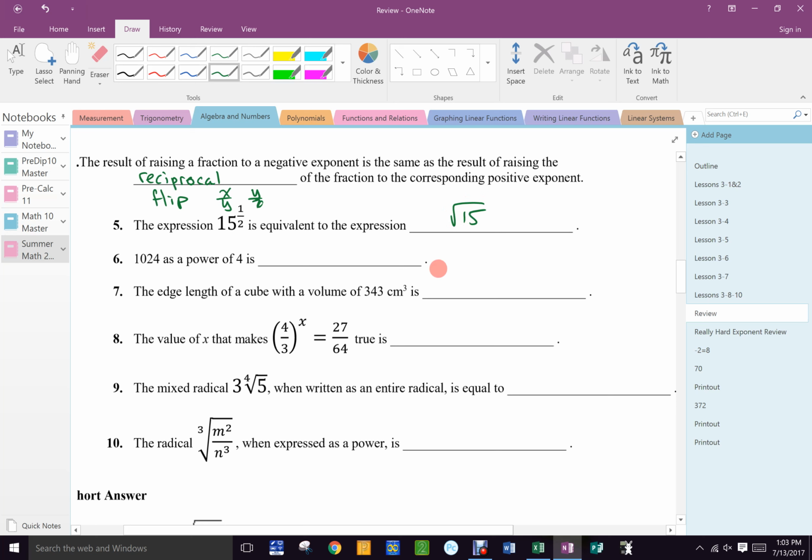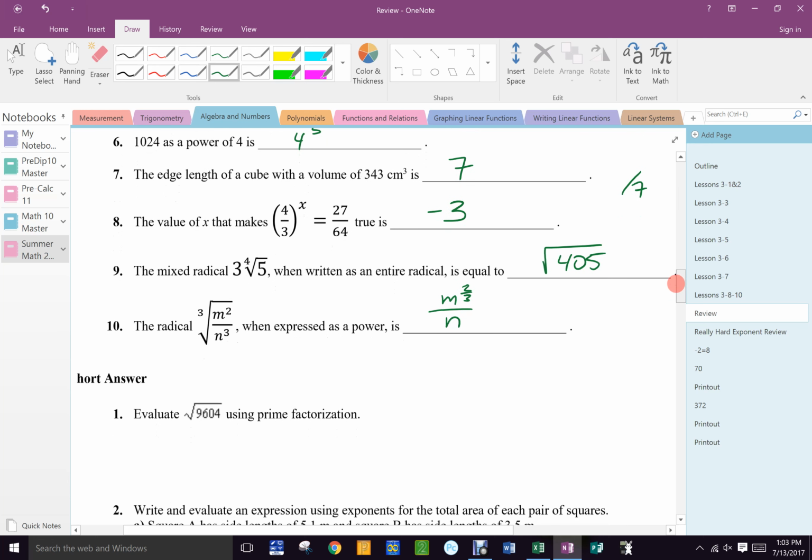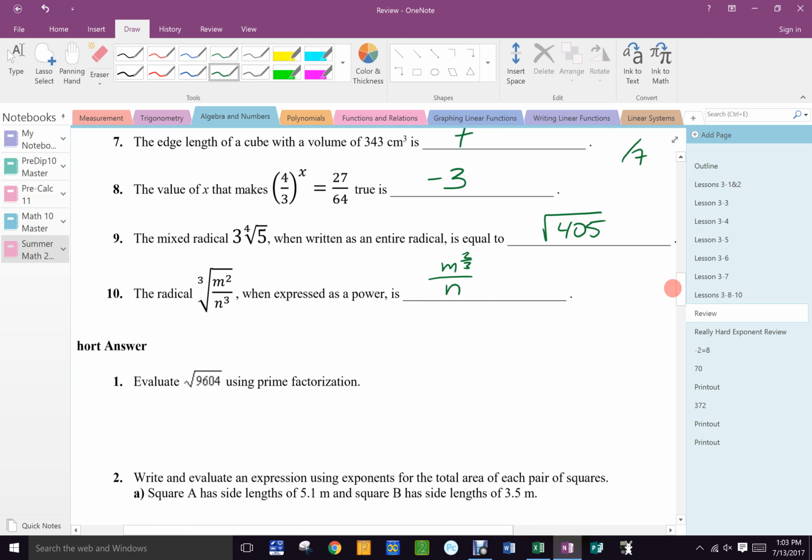Root 15. All these are worth 1 mark. 4 to the 5th. 7. Negative 3. Root 405. And m to the 2/3 over n. And again, you can check these later. You give yourself a mark out of 7 on that page so far. Quick question. For number 9, aren't you supposed to write 4 and then the root sign? Oh yeah, 4th root. Thank you.